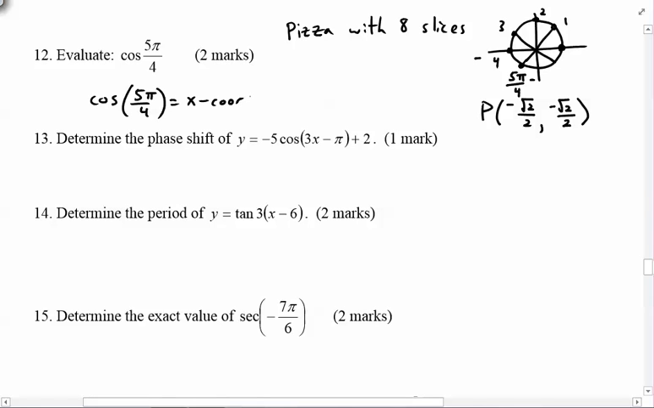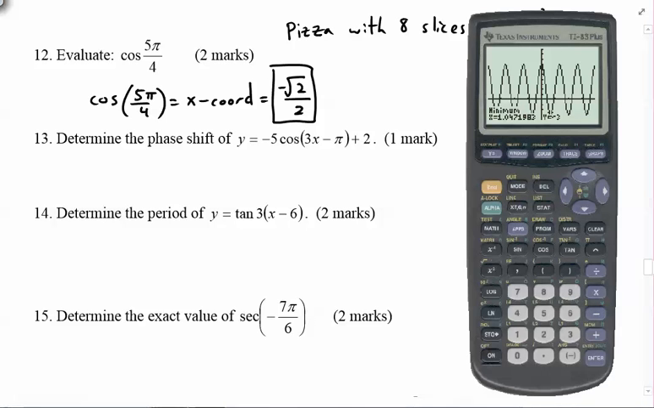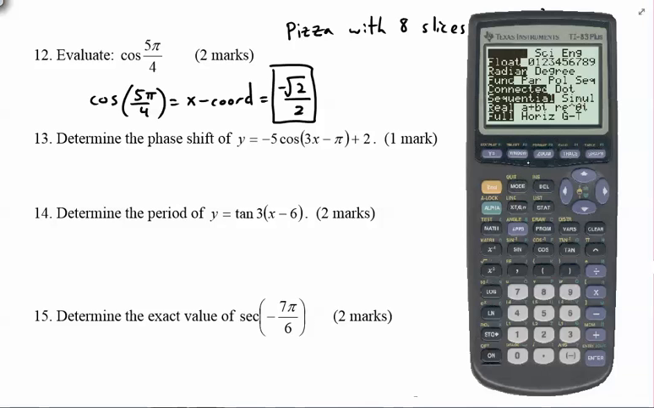So I look at the x-coordinate, and it's negative root 2 over 2, so that's my value of cosine of 5 pi over 4. If I want to check and see if that is actually correct, what I'll do is type in cos 5 pi over 4, and I get a decimal number. And if I type negative root 2 over 2, I get the same answer. Okay, this only works if your calculator is in radian mode, so make sure to choose radian mode, otherwise this won't work.